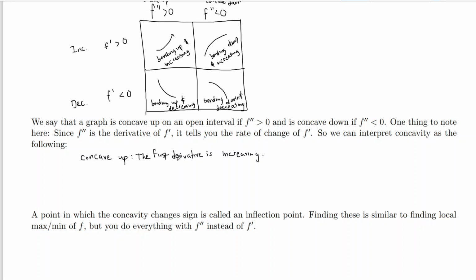Concave up means the first derivative is increasing. Now that's just because if we start with f prime and we do its derivative, well, if it's positive, that means the thing we're doing the derivative of, which is f prime, is increasing. So concave up is f prime prime, which is this, but it's really just doing the first derivative of the derivative, and that means increasing.